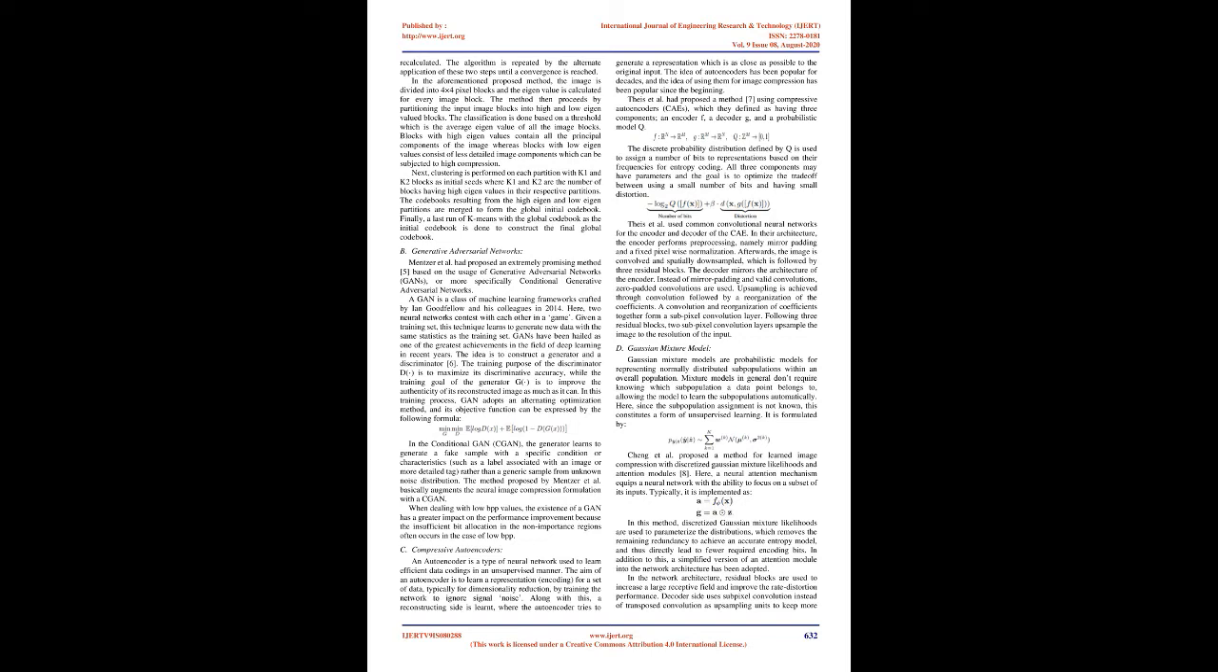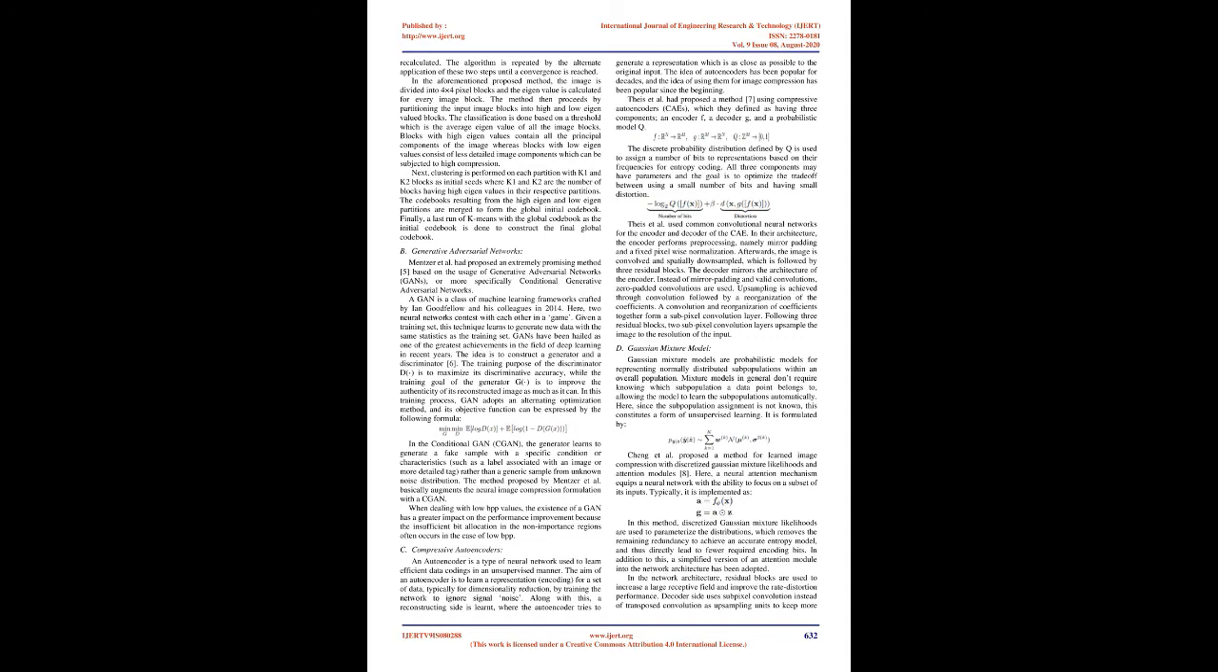K-means is one of the most common partitioning techniques, and it has a large number of applications in the field of computing. The algorithm starts by choosing K initial seeds or centroids from the training data, either at random, or based on some heuristic measure. Next, it constructs a new partition by assigning each point to its closest initial centroid based on the distance measure, and the centroid of each set is recalculated. The algorithm is repeated by the alternate application of these two steps until a convergence is reached.